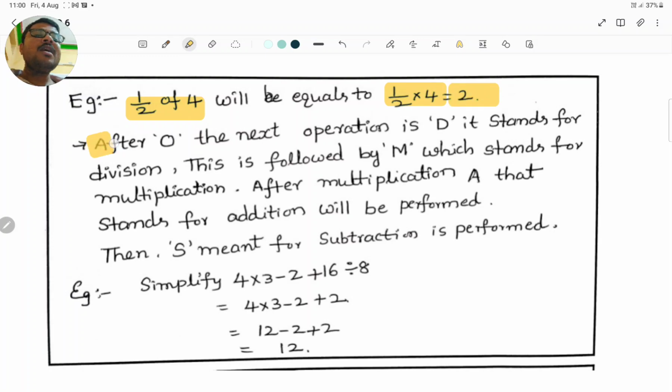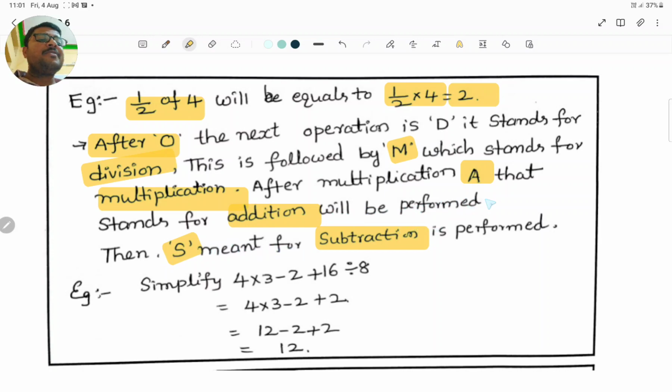After of, the next operation is D. D means division. After division comes M, which stands for multiplication. After multiplication, A stands for addition, then S, meant for subtraction, is performed.